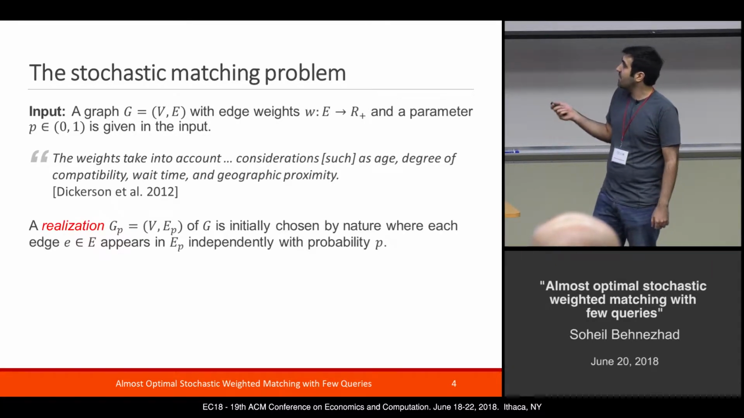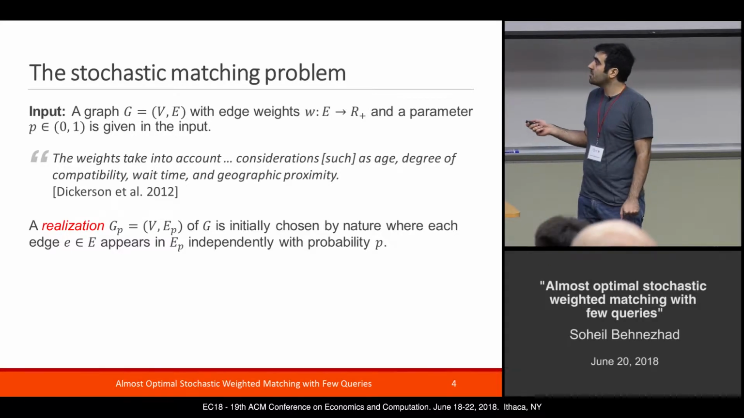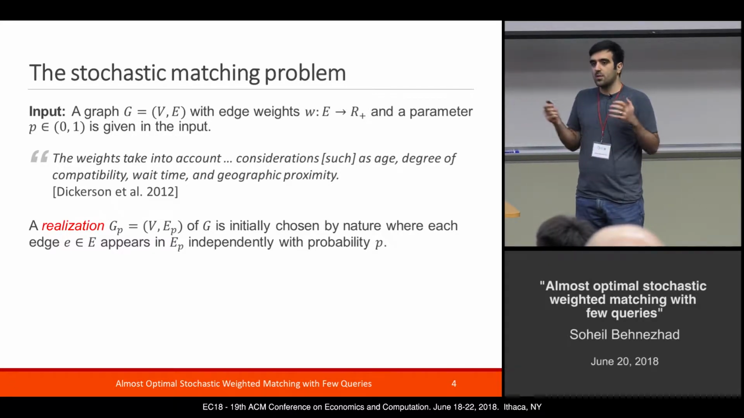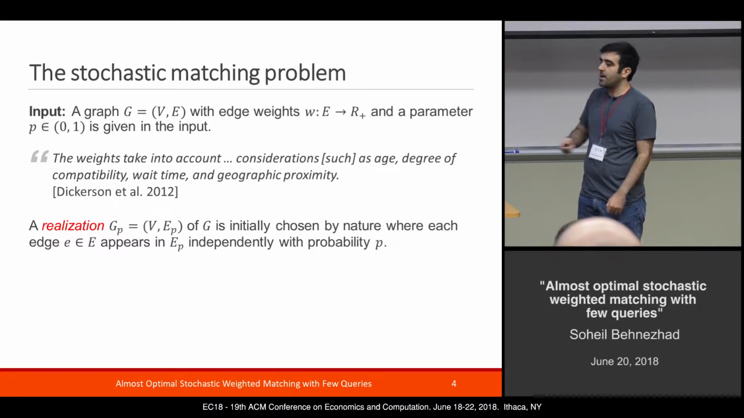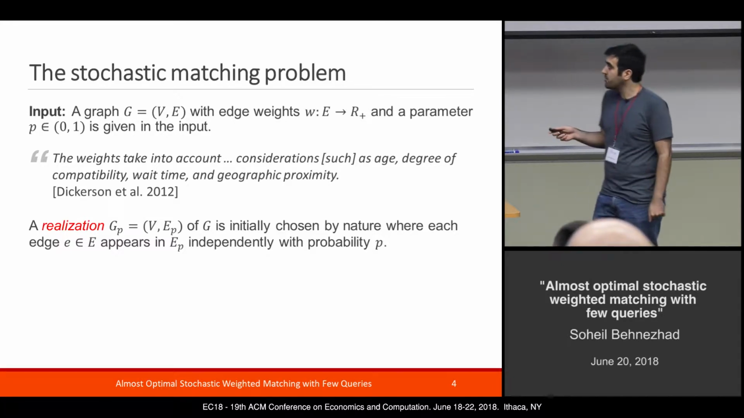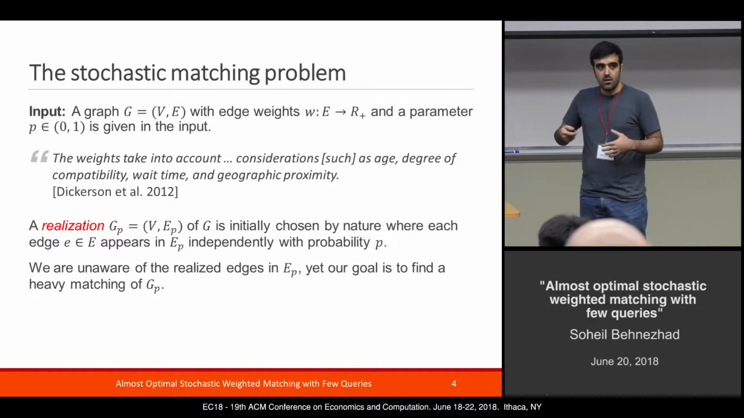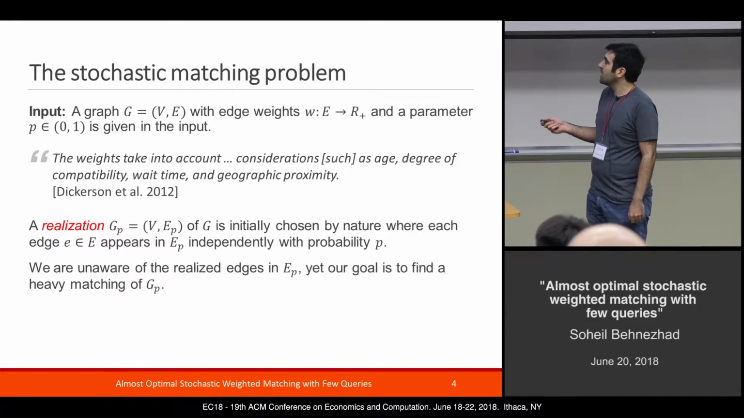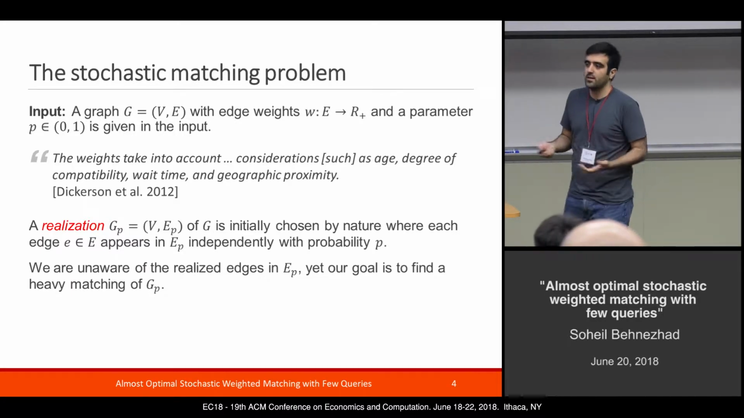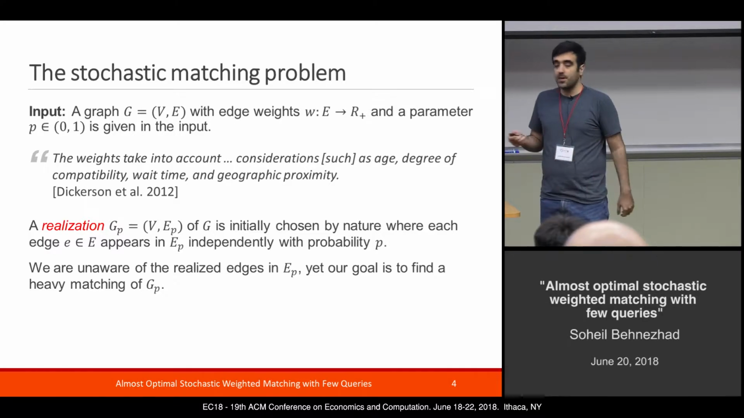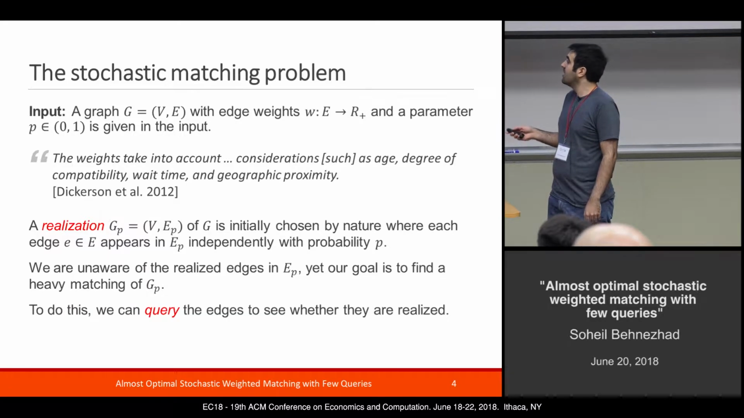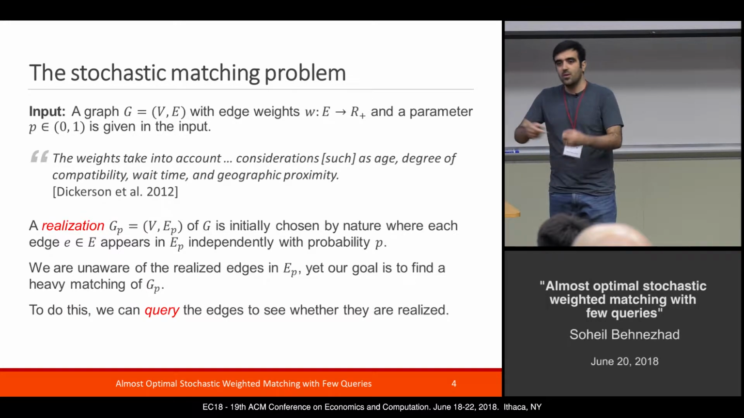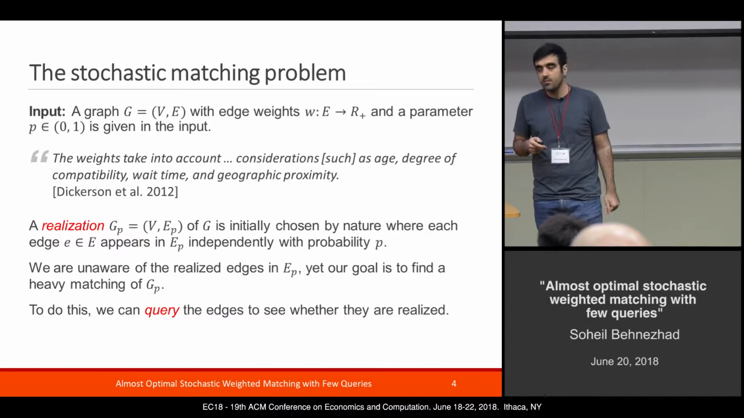Okay, a realization of graph G, which we call G sub p, is initially chosen by nature, where each edge in G appears in the edge set of G sub p independently with probability p, right? So we're unaware of this realization graph G sub p and its edges in E sub p. Yet our goal is to compute an approximately maximum weighted matching of G sub p. And to do this, we can query the edges to determine whether they exist in the graph or not, right?